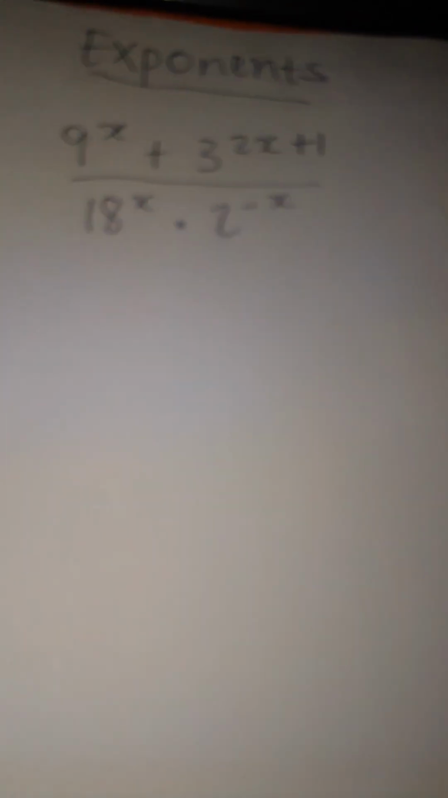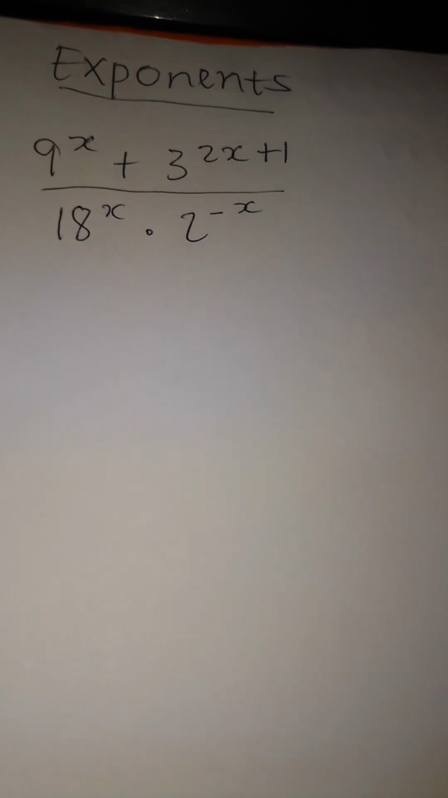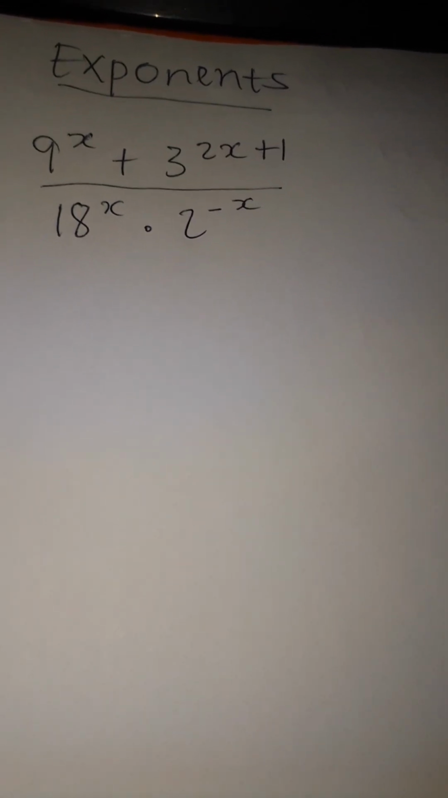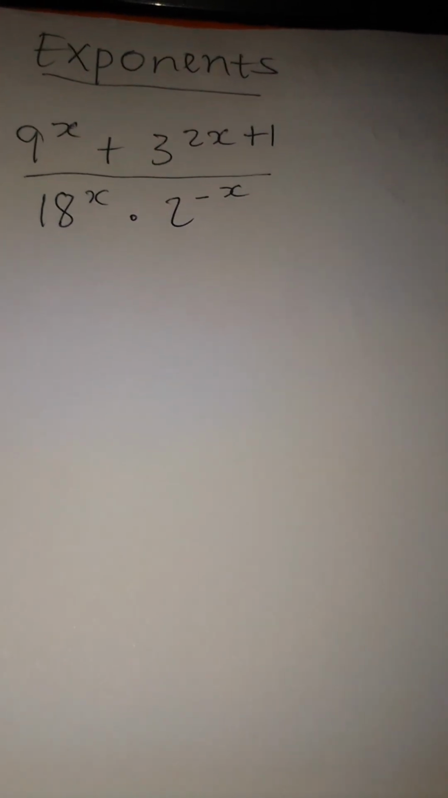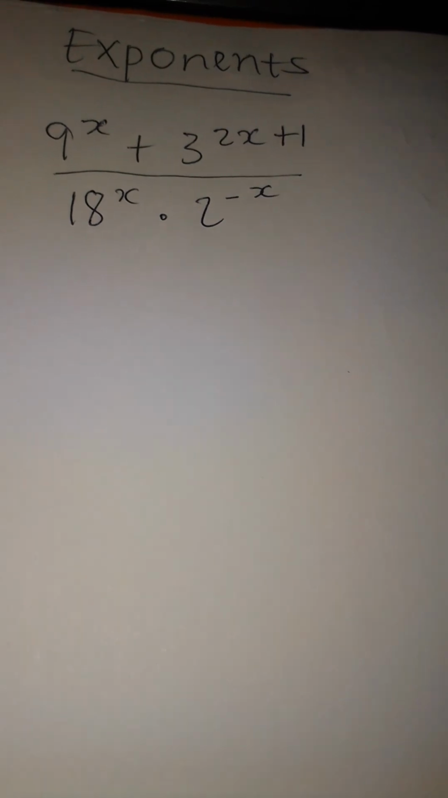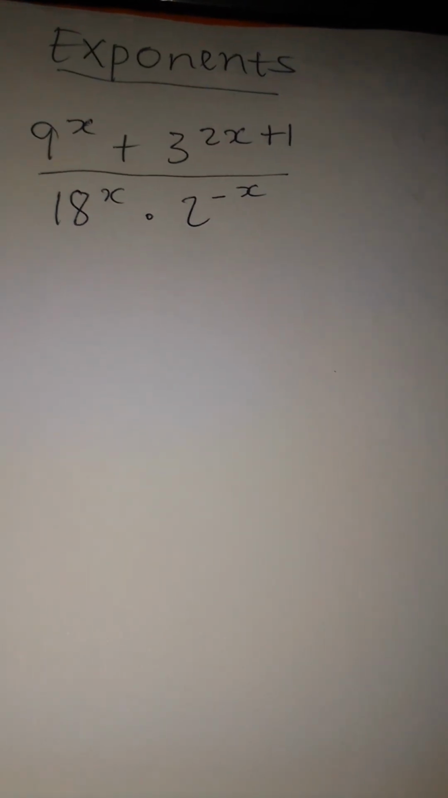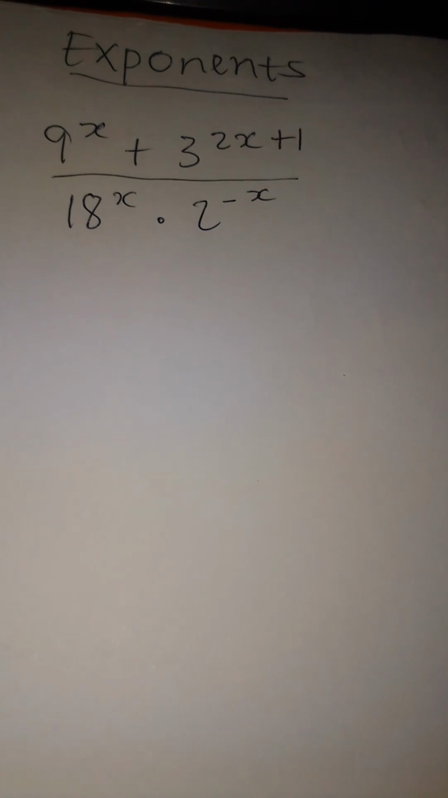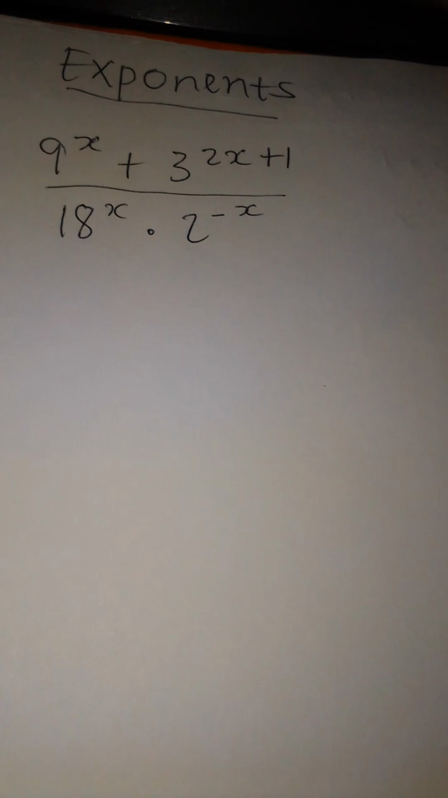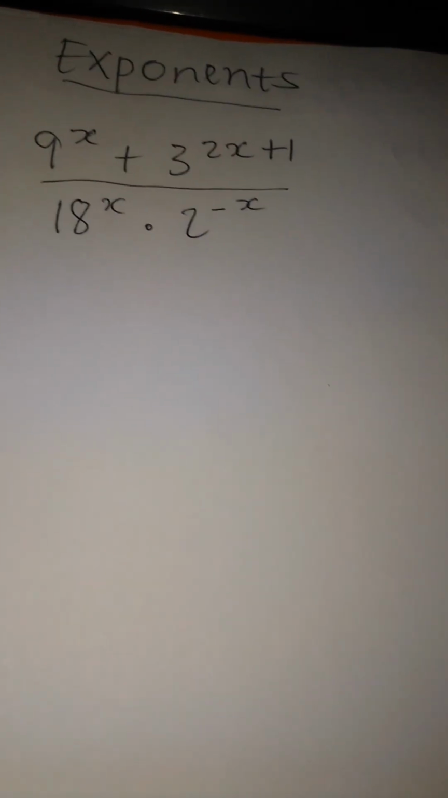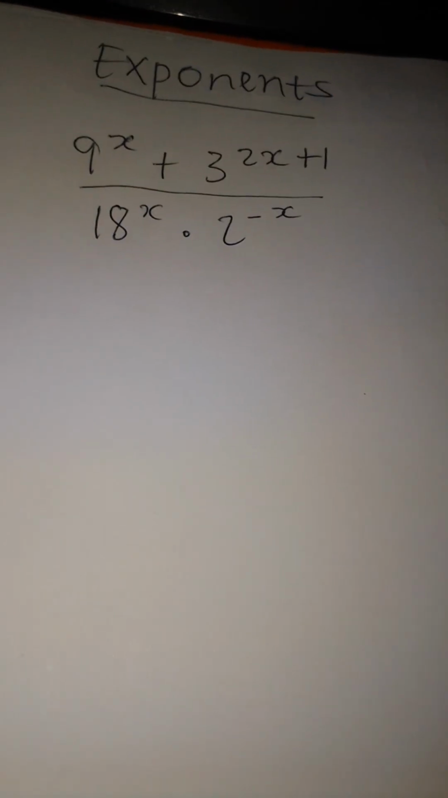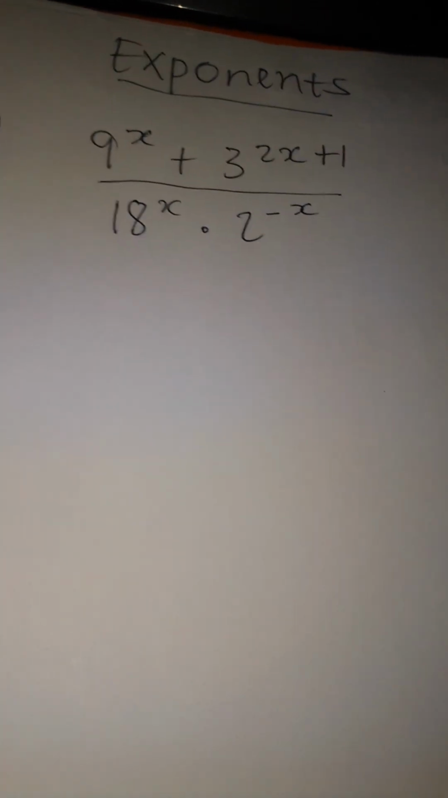So the best thing here to do is to first look at your bases. I have bases of 9, 3, 18 and 2. So I have to convert them to the possible conversions so that they can have the same base and apply the exponent laws and solve the problem. I'm going to look at my numerator and try to convert them into the same bases so I can use my exponent laws.